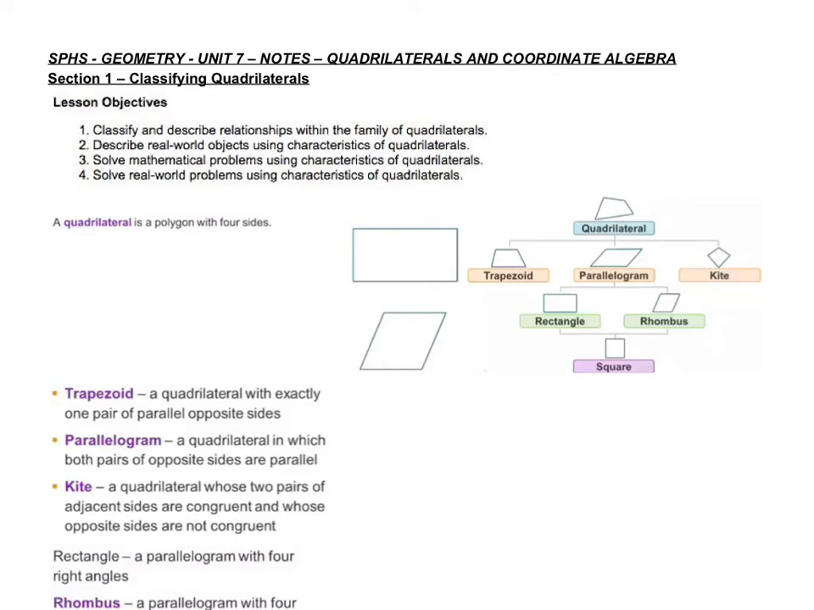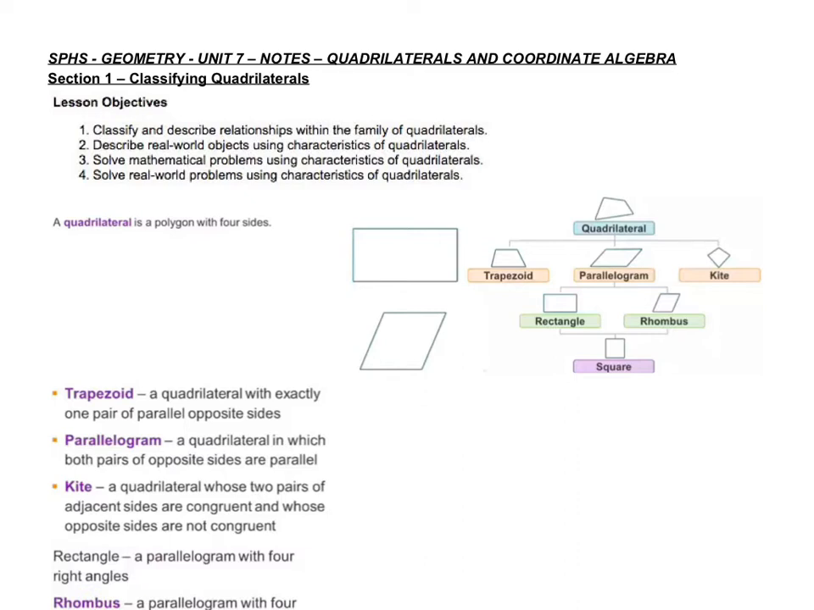Okay, welcome to the brand new unit in geometry. This is Unit 7, and this is a section about quadrilaterals and coordinate algebra. So what we're going to do in Section 1 is classify quadrilaterals. Now, a quadrilateral is a polygon with 4 sides. Typically we've been working with triangles with 3 sides, but we're going to be dealing with quadrilaterals.